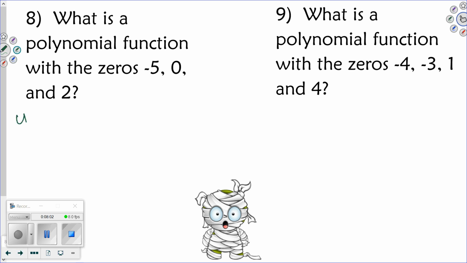All right, so let's go ahead and take a look. Set it up. So y equals, where does negative 5 come from? Just plus 5. X plus 5. Where does 0 come from? Just an x out in front. Baby brother was x. And then where does 2 come from? X minus 2. All right, so there's your setup.